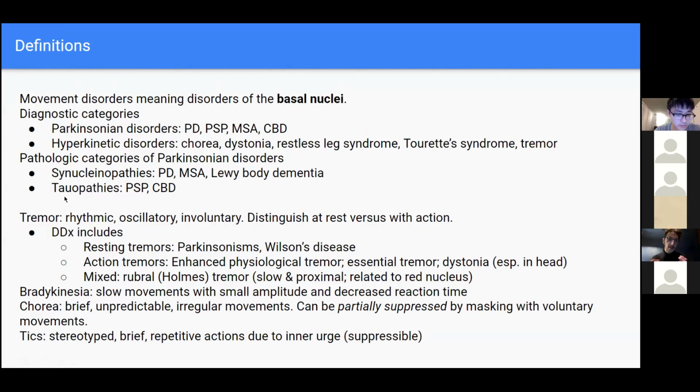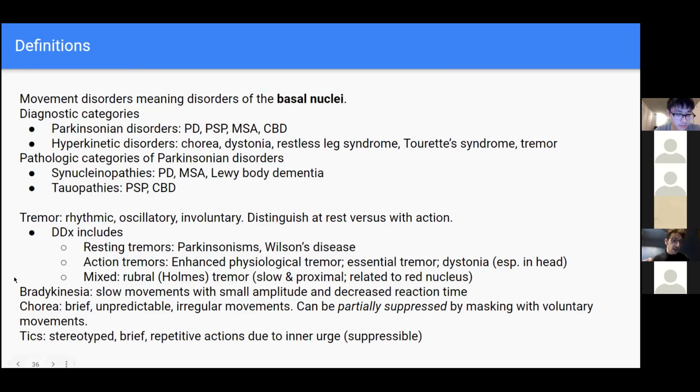And the DDX, the differential of tremor, is going to depend on whether it's a resting tremor versus an action tremor. When you think of resting tremors, you'll think about Parkinsonisms, versus in action tremors, you're going to have essential tremor, but also enhanced physiological tremor and dystonia, especially in the context of a head tremor. And then the other things around here are just for your FYI.